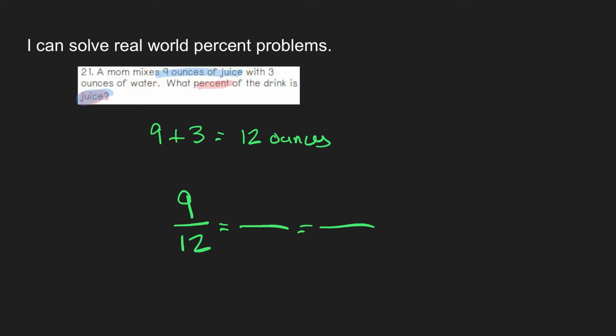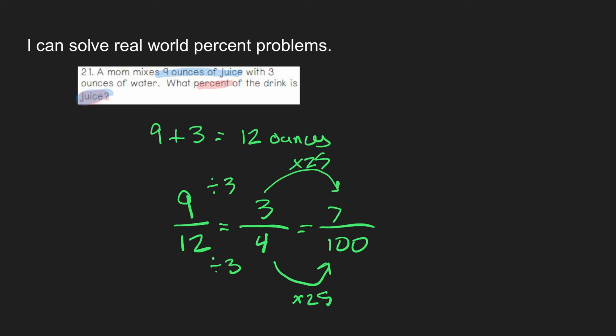I'm going to make another step, something out of 100 since I'm looking for percent. I would try to simplify this maybe. Maybe divide both of them by 3. 9 divided by 3 is 3. 12 divided by 3 is 4. And then once we get that, I think we can do 4 times 25. Think of it like a dollar. 4 quarters equals 100 pennies, times 25. So we get 75 over 100, or 75%. So double check me. I think that one's right.